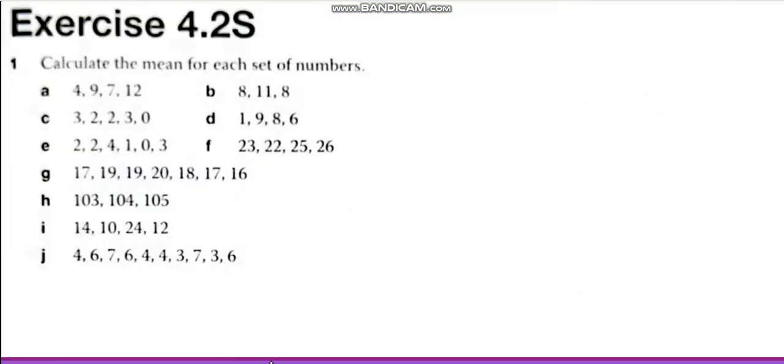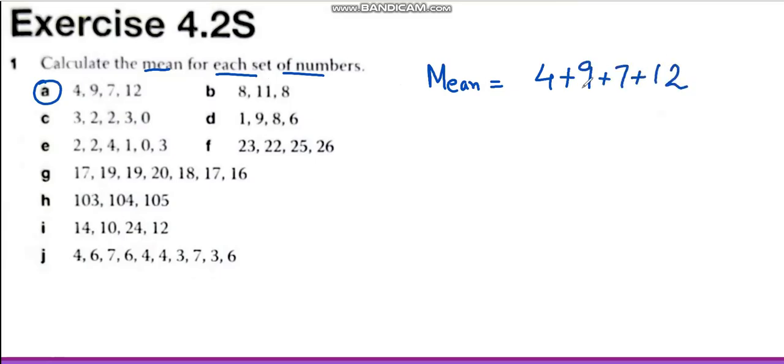In question number 1, it says calculate the mean of each set of numbers. So in A part, it's very easy to find the mean. For the mean, we add the numbers and we divide by the total numbers. So 4 plus 9 plus 7 plus 12. There are a total of 4 values over there, so we'll divide by 4.